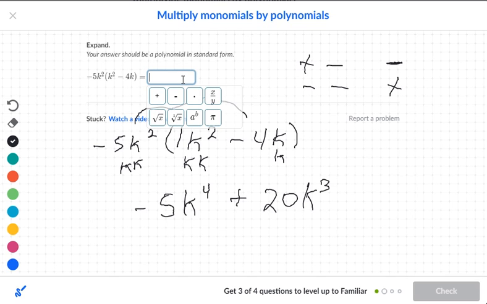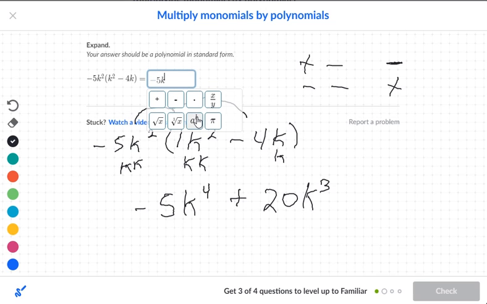So I come over here next and I'll type in negative 5. I'll put in the k. Press your AB key for your exponent, so my exponent is 4. Press your space bar, press your plus sign, press in 20, press the k, press the AB key and put in your 3. So I got negative 5k to the 4th plus 20k to the 3rd. This is in standard form because it's based on the degrees.